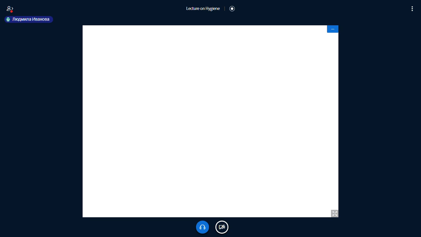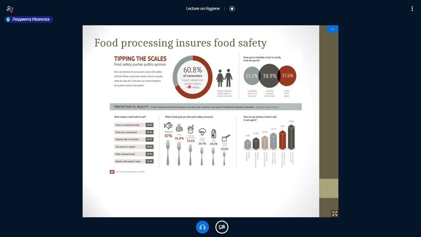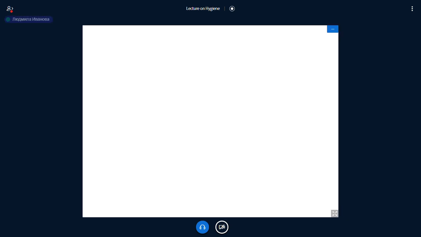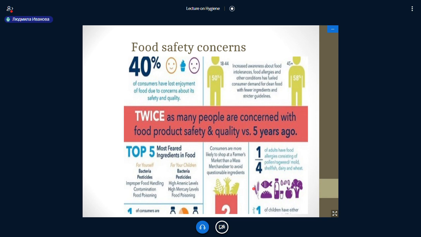This food processing ensures safety, and 60.8% of consumers are concerned about food safety. This is the most important, not the healthiness of the diet, but food safety. And the concerns are for fish, meat, puddings, raw vegetables and fruits, and milk. Anyway, the most important is that 37.6% say that they experienced foodborne disease and never use the same product from the same group again. And this is the food safety concern.